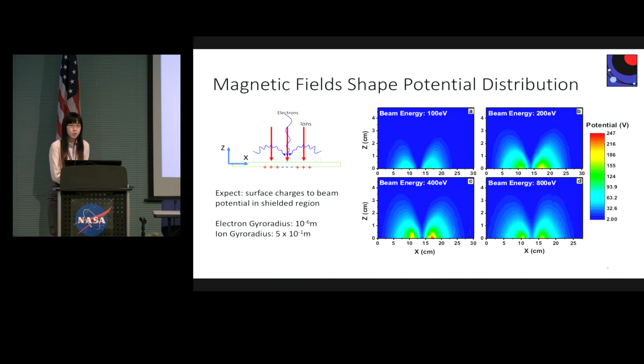But if you take a closer look, for instance, at high energies of, let's say, the 400 eV beam, you notice that even very, very close to the surface, the maximum potential that we managed to measure is only about 250 volts.